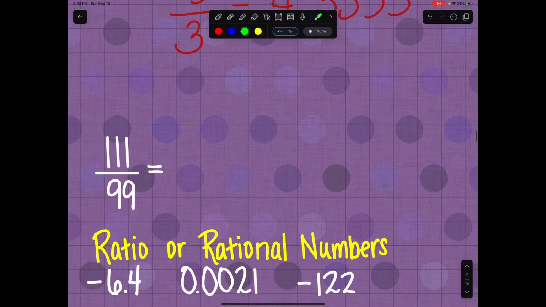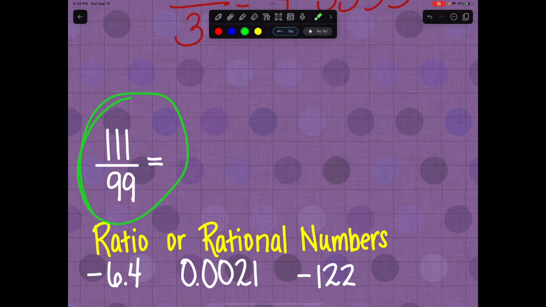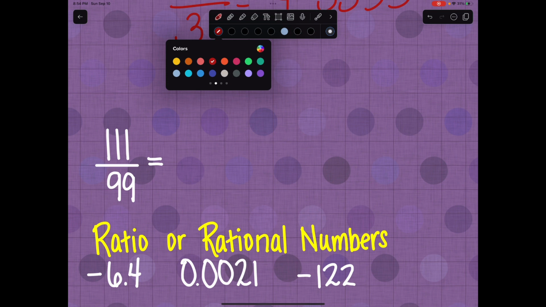For example, here's another one. What if you put this into your calculator? 111 divided by 99. You'll get a crazy answer, super fun.